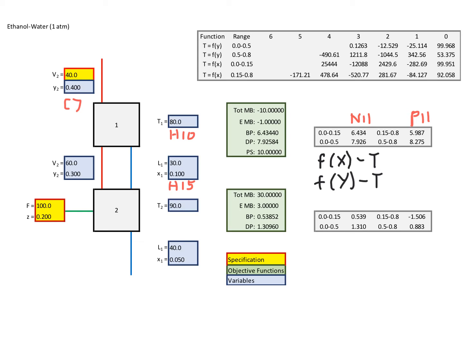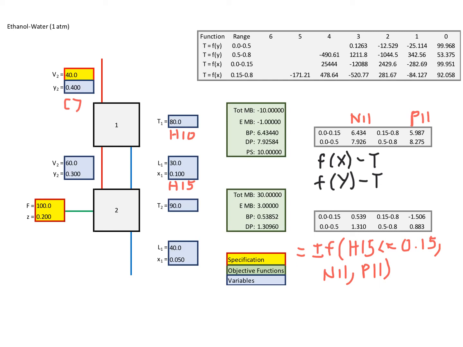The statement right here in this cell will be IF, so it's a logical statement, if cell H15 is less than or equal to 0.15, then, which is just a comma, cell N11. Otherwise, comma, P11. And then close the parentheses.